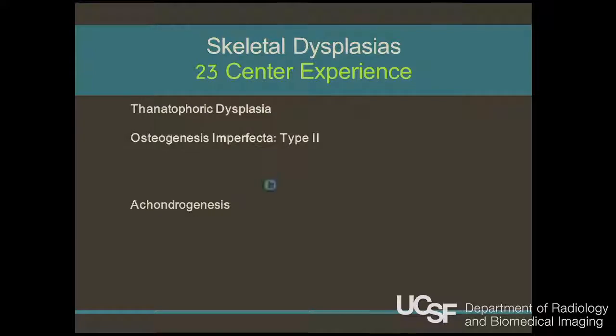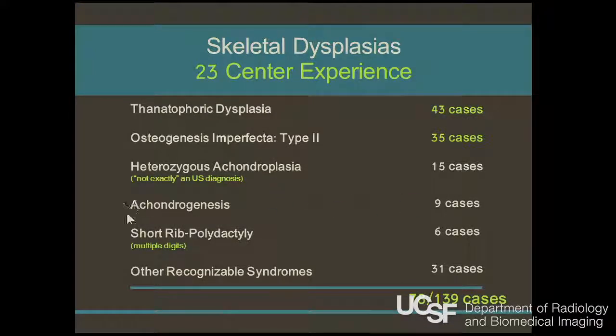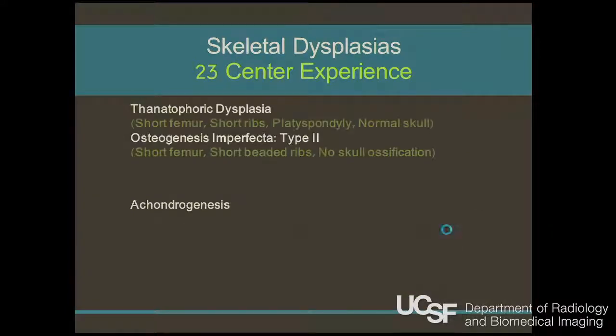And the other one was achondrogenesis, which was 9. Heterozygous achondroplasia, it's not really an ultrasound diagnosis per se. Short rib polydactyly, you're going to see multiple digits, so that's kind of easier to sort out. So you're left with these three things.